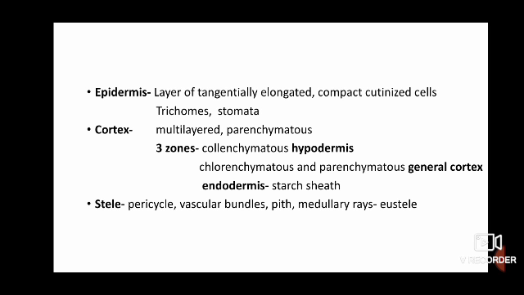The general cortex lies next to the hypodermis, and this is a parenchymatous zone of thin-walled cells with intercellular spaces. These cells may have few chloroplasts. These cells serve photosynthetic function besides storing a lot of food materials.